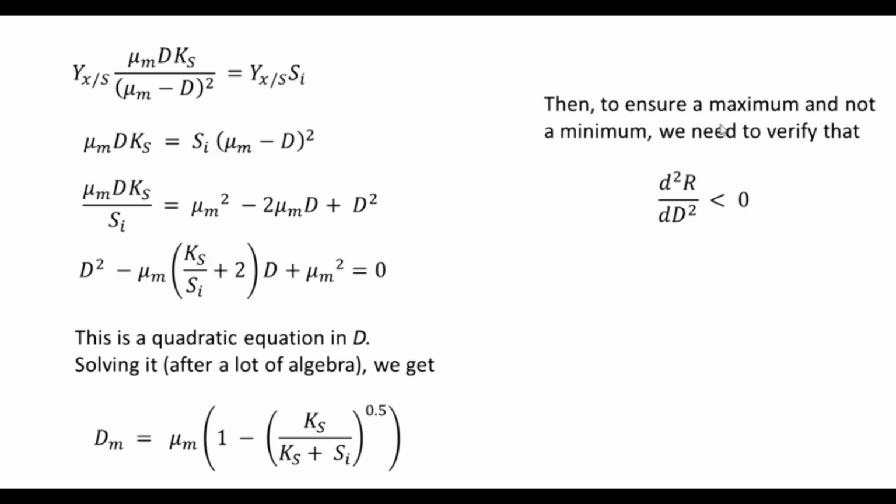This is what I said. To ensure that it's a maximum, not a minimum, we actually need to check whether the second derivative is less than 0.